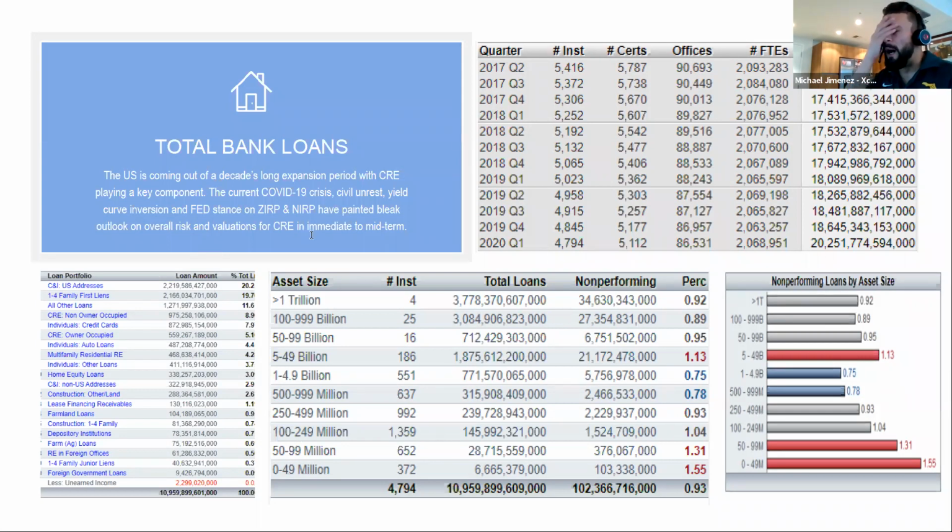CRE is a really important part of a bank's balance sheet. It's typically the largest asset class on their balance sheet, where assets equal liabilities plus equity. Your loan is a liability to you. It is an asset on the other side of the transaction for the bank, for the lender.